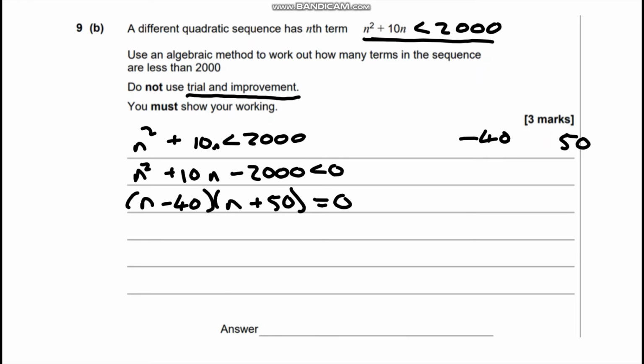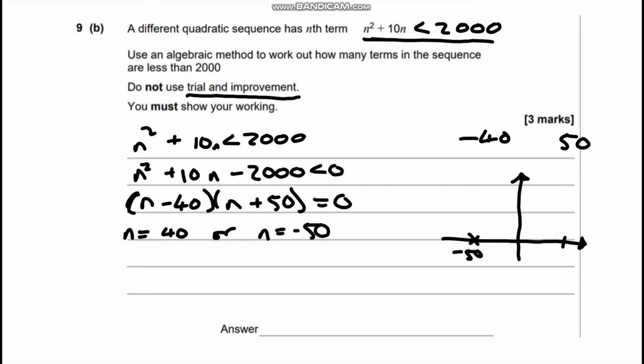As I say, we're just going to treat it like an equation for the moment. So n equals positive 40 or negative 50. Now, n can't be negative because it's a term in the sequence and our terms have to be positive integers. So we know that this 40 is the bit we're going to be interested in. If we just sketch this out for a second, we know the graph crosses at -50 and also crosses at positive 40.